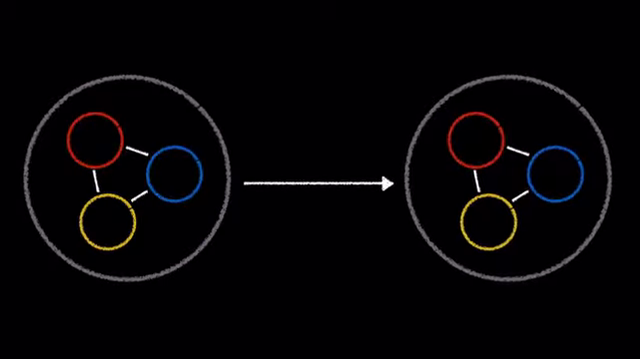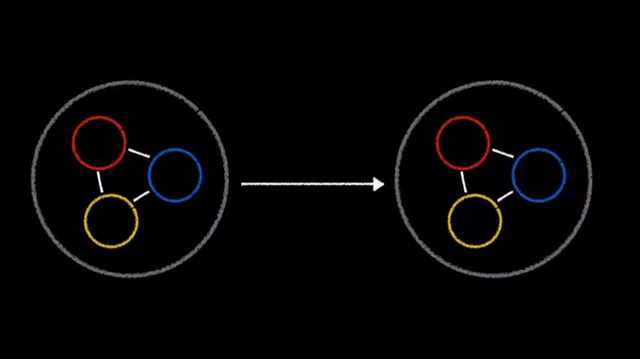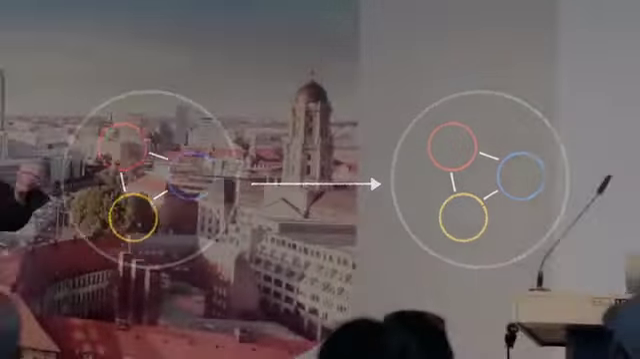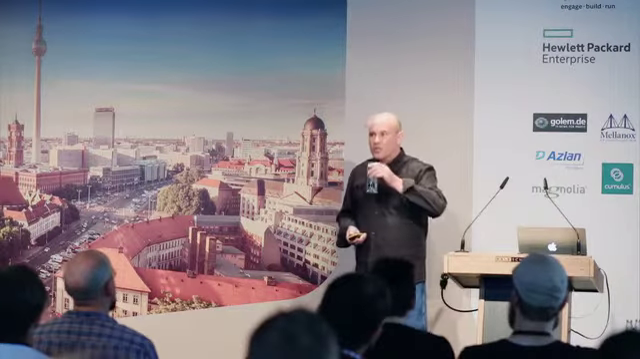Now, it's easy to see that these two mirror each other, but Conway took it a step further, and he observed that one drives the other. That the shape of your organization determines the shape of your system. And I had an experience early in my career that perfectly illustrates this principle in action.